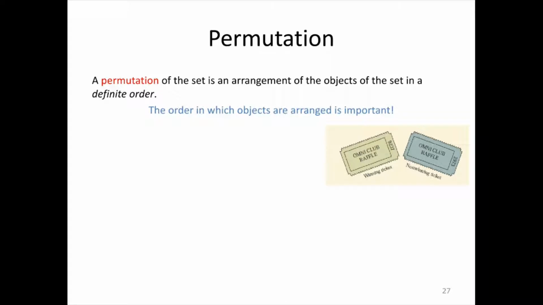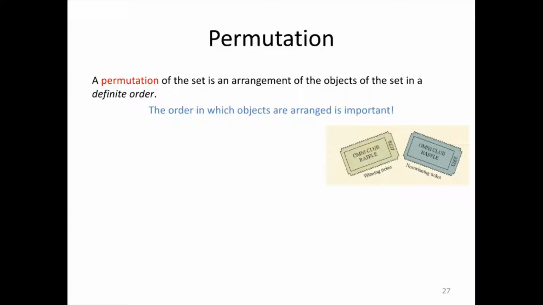Okay, what is a permutation? If you have a set, then a permutation of that set is an arrangement of the objects of the set in a definite order. So the keyword here is in a definite order. You can see here the order in which objects are arranged is very important.